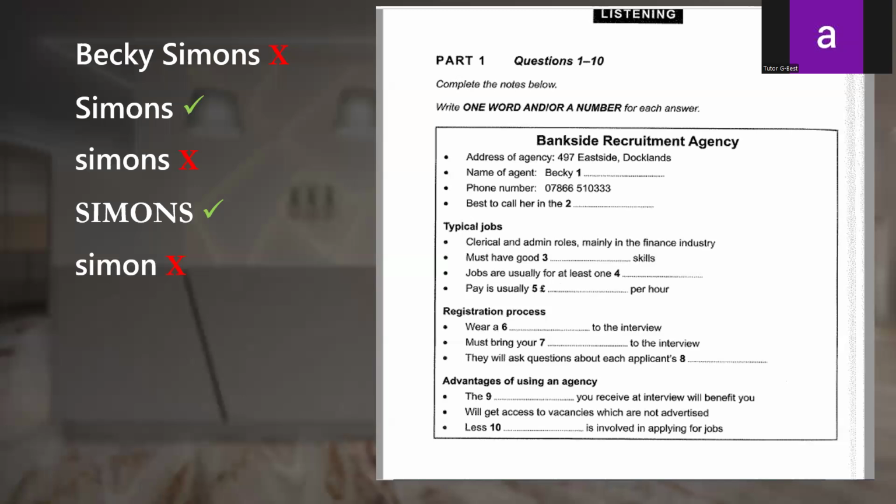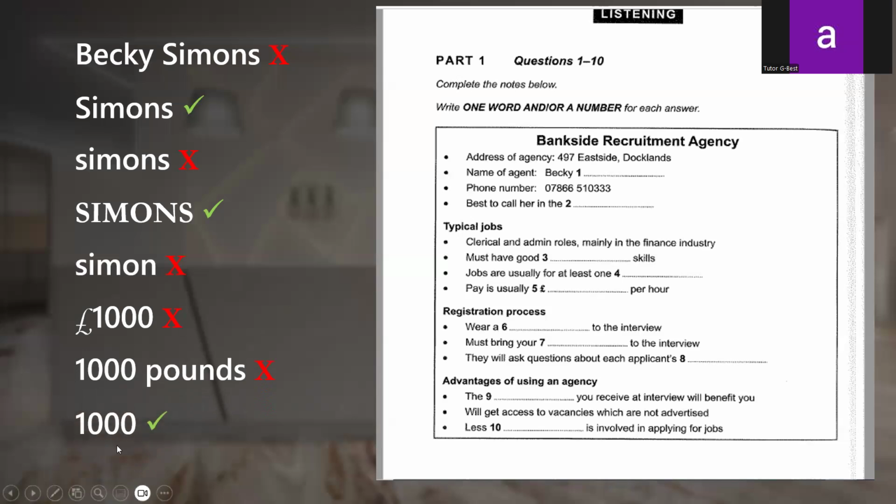Now, if you write it like this, you're going to get a zero. Why? Because the pound sign is already written there. Don't duplicate symbols. The same thing with this. If you write £1,000 like this, you get a zero because the pound sign is already there. So what would be the correct answer now? 1,000 like this. Just plain 1,000.